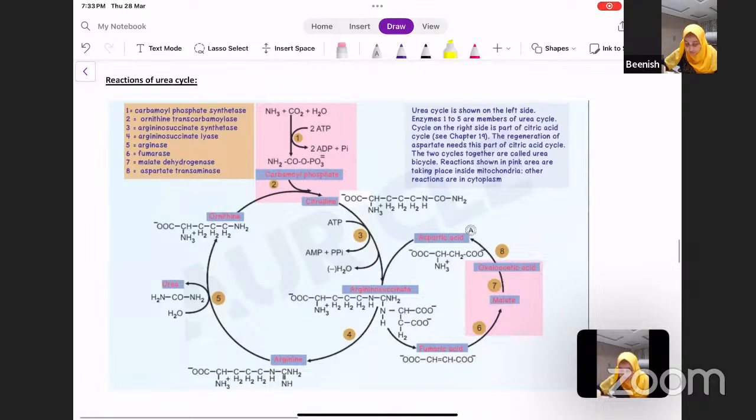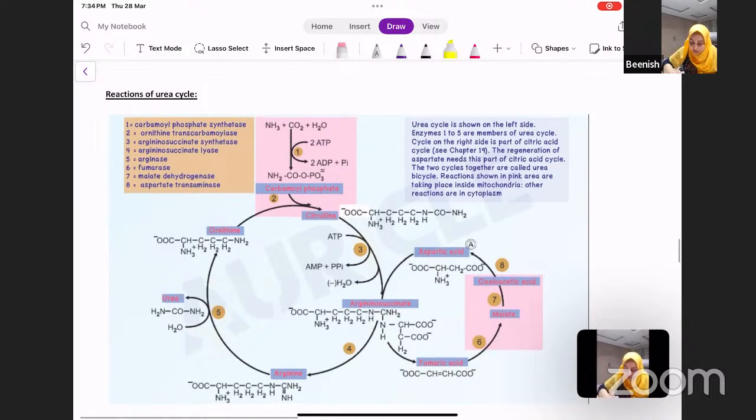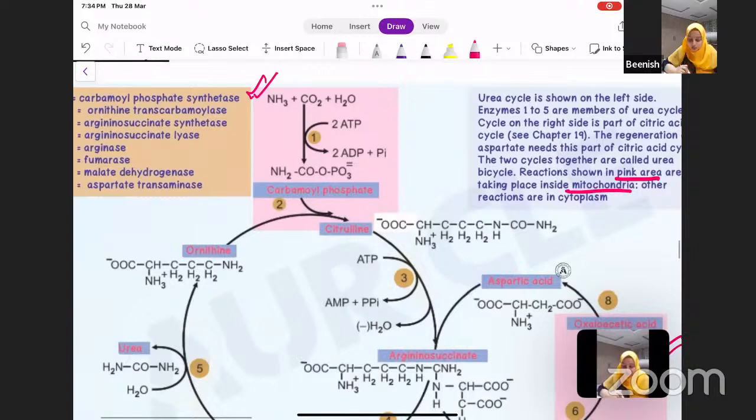Okay. Now, moving forward to the reactions of urea cycle. Now let's see what is happening. The pink boxes indicate that this is taking place in the mitochondria. Okay, so the pink area is indicative of mitochondria. Now let's see the reactions. So what is happening in the mitochondria?